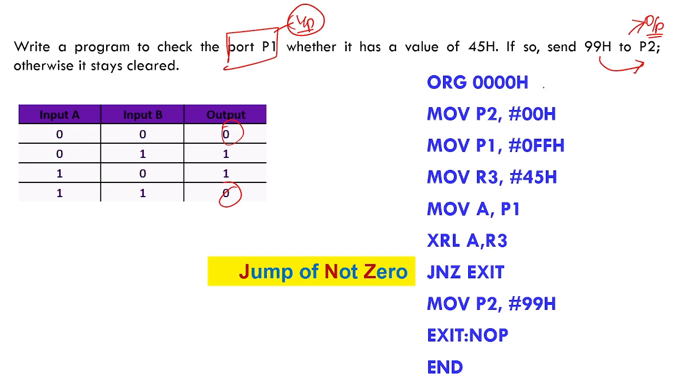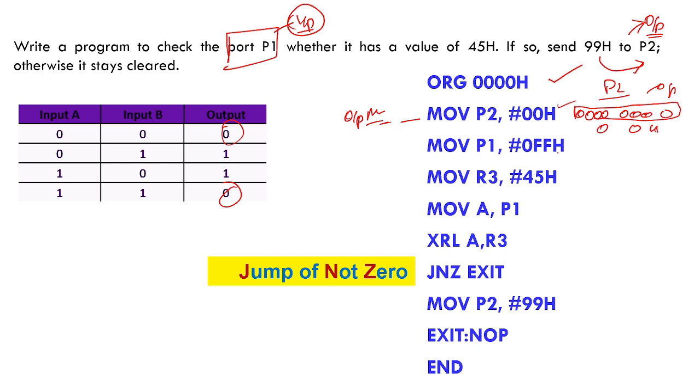This is the starting line of your program, ORG 000H. Now P2, #00H. Please understand, P2 is a byte. It's a port. You have 8 bits, right? So it can be written in bits as 00000000. In hexadecimal, 00H. That means all pins are configured as an output port. I hope this is understood, right? So here I configured P2 as an output port. Now I want to configure port 1 as an input port.